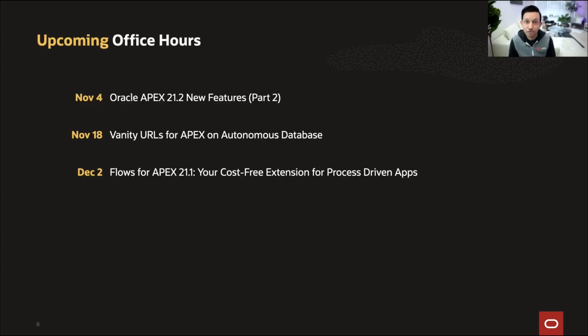I also want to take a few moments to talk about the upcoming office hours. We've got the office hours today, but after that, 2 weeks later, on November 4th, we have the second part of this series on the Apex 21.2 new features. On November 18th, we've got the session on how to use vanity URLs for your Autonomous Database service. And on December 2nd, we have the flows for Apex 21.1.